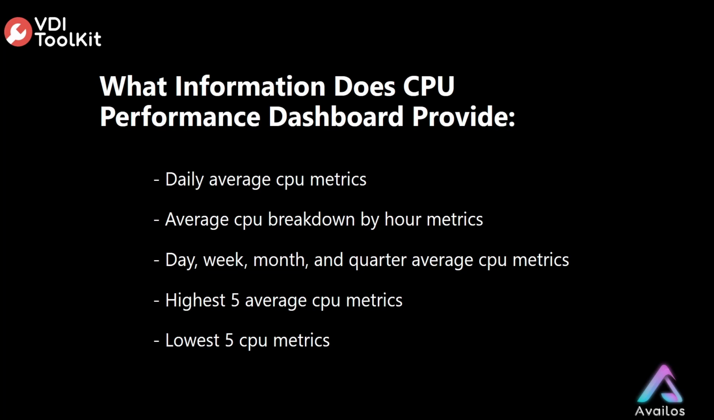So what information does the CPU performance dashboard provide? Well, it provides daily average CPU metrics, average CPU breakdown by hour metrics, day, week, month, and quarter average CPU metrics, highest 5 average CPU metrics, and the lowest 5 CPU metrics.